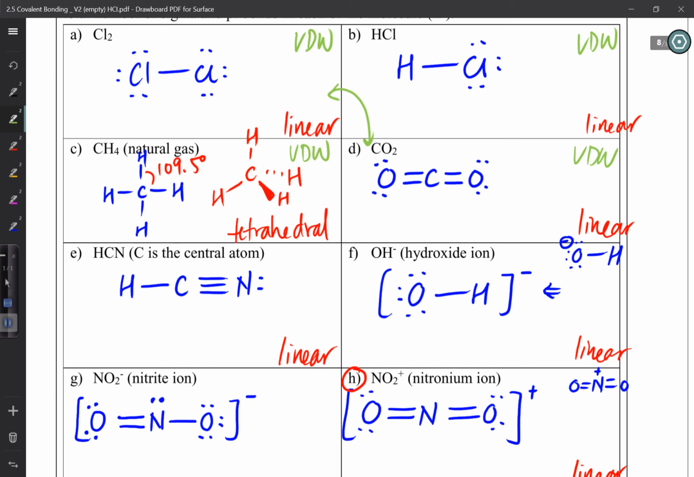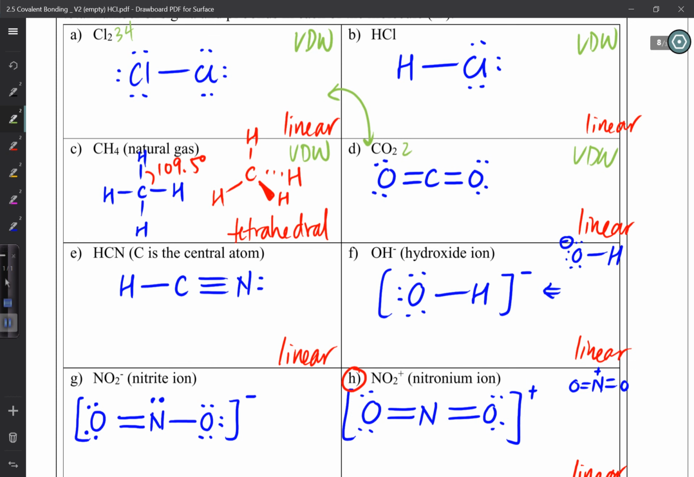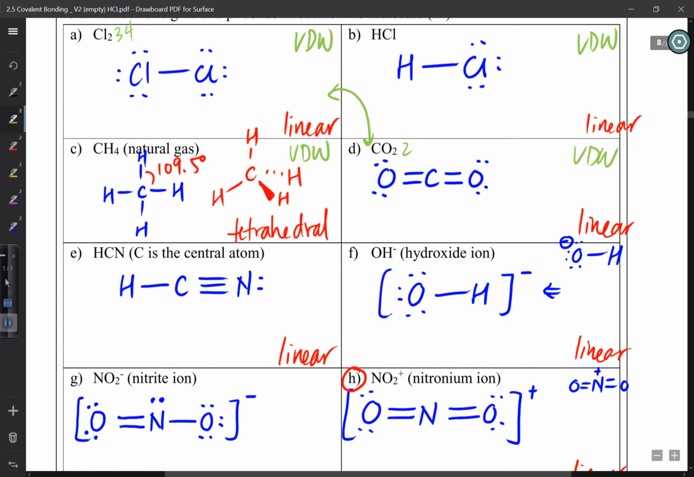Chlorine has how many electrons? 34, right? CO2 has 24? How do you get 24? Hey, if you all don't know how to do this, you can go back to lower sec. Sorry. 22, right? You sure it's 22 electrons?